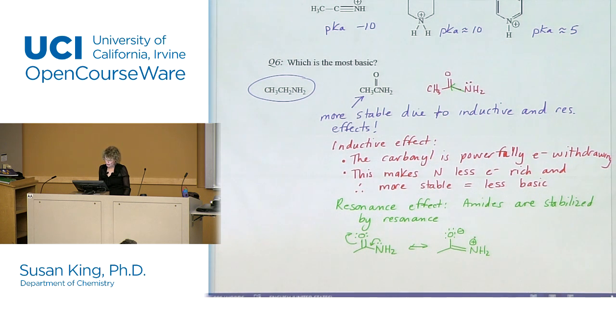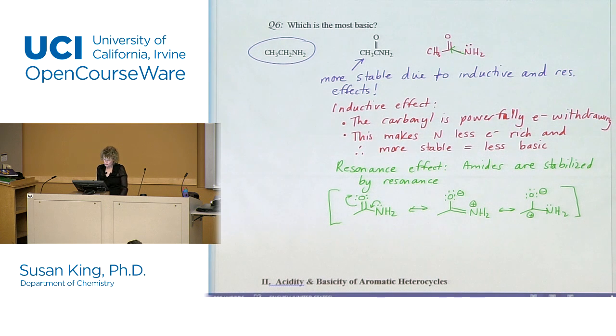We, of course, can also have the one where we just push electrons onto oxygen and leave the nitrogen there. So we drew three resonance structures for this. This is a very minor resonance structure. But we do have resonance stabilization. And so because that lone pair on nitrogen is delocalized, it's going to be less available for reaction.